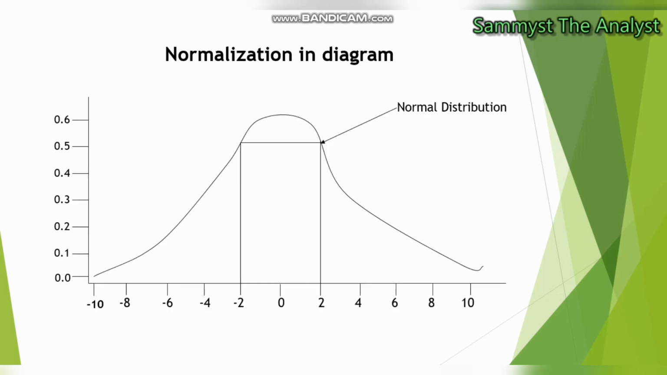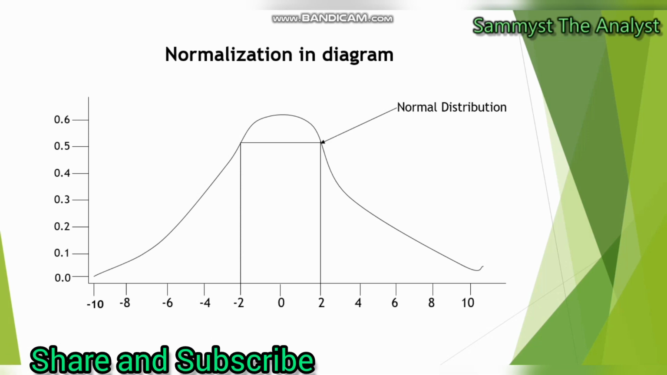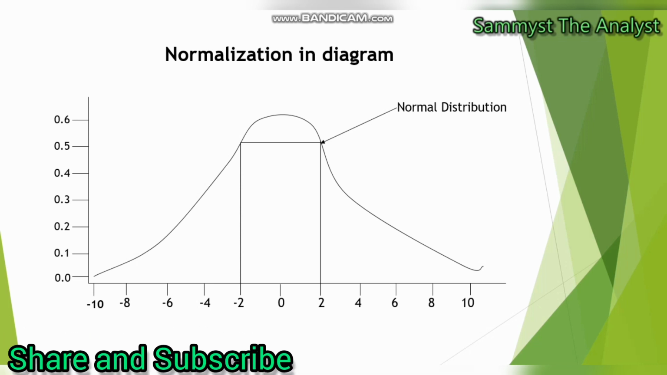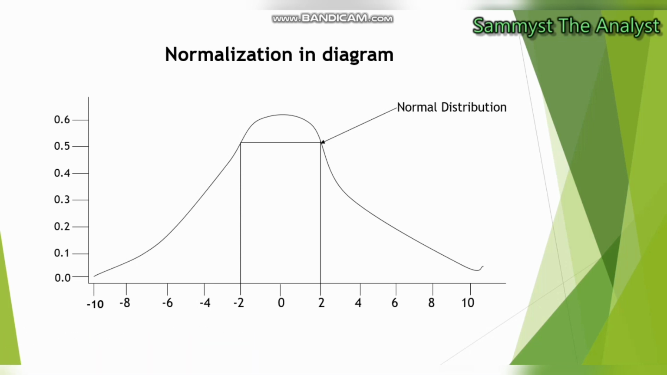Let's look at this. Now this is normalization in a diagram. When you look at the data, you can see where the arrow is facing. That is a normal distribution. So this particular data set is evenly distributed. Now when you look at the vertical line and the horizontal line, which is actually the x-axis, you will discover that the starting point from the left is -10, and the ending on the right is +10. So this is a normal distribution.